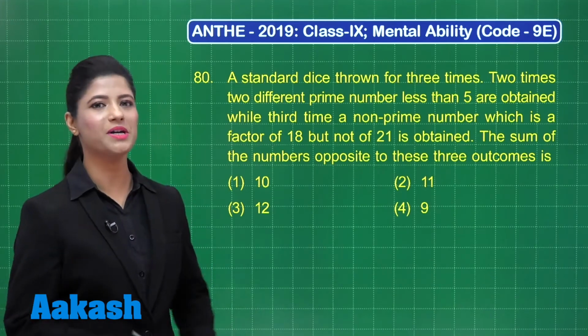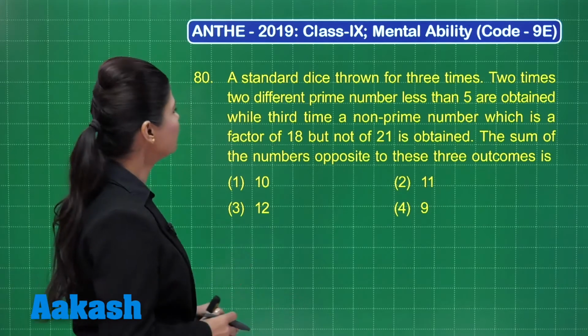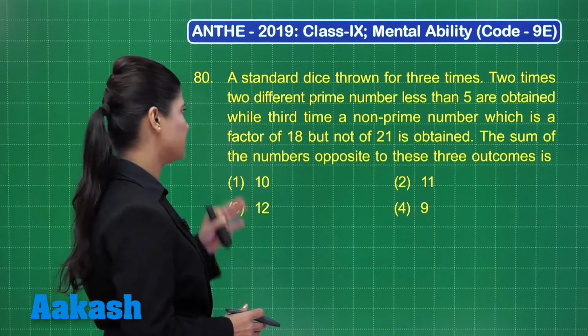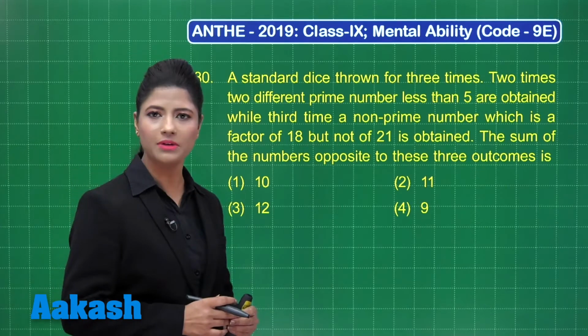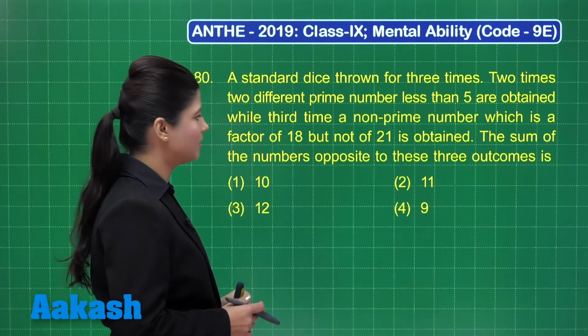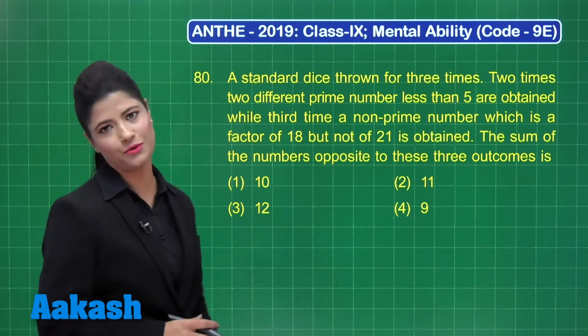Now let's take up question number 80. It states that a standard die is thrown 3 times. 2 times, 2 different prime numbers less than 5 are obtained, while the third time a non-prime number which is a factor of 18 but not of 21 is obtained. The sum of the numbers opposite to these 3 outcomes is, out of these 4 options.